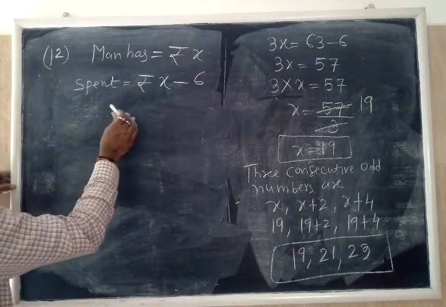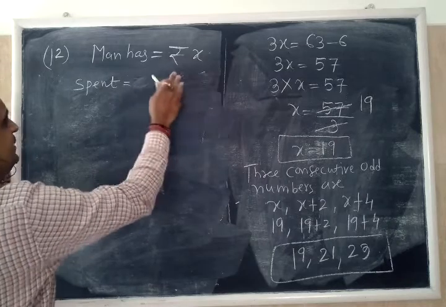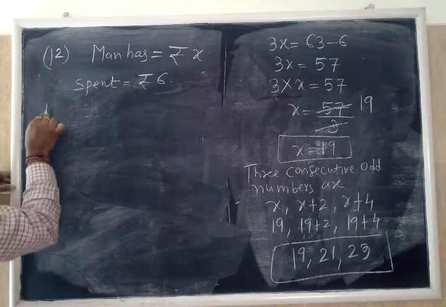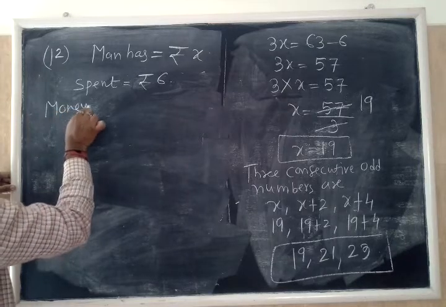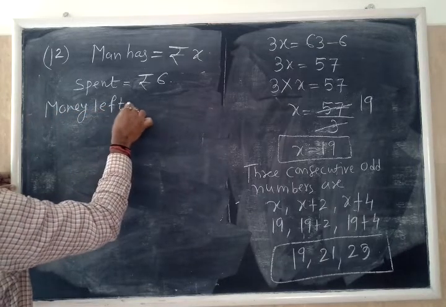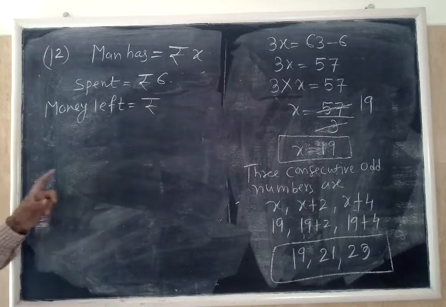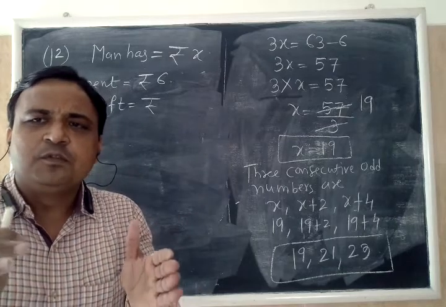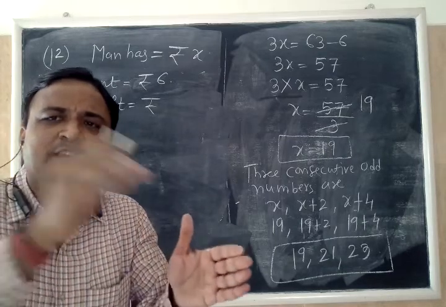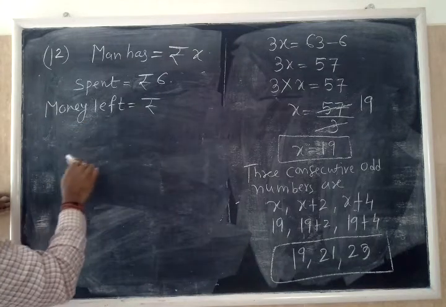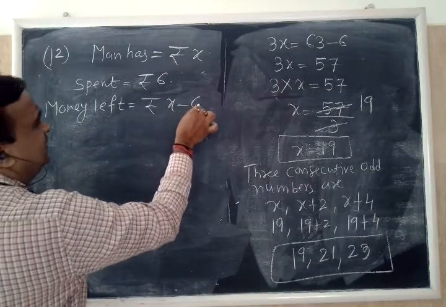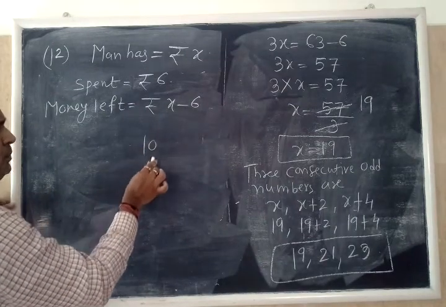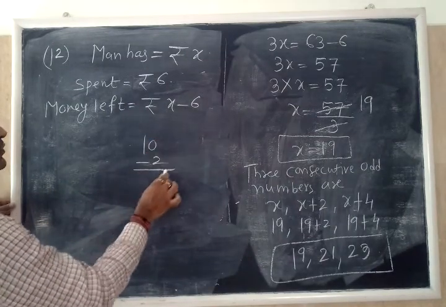how much is he spending? 6 rupees. So how much money is left? My dear, total there was X rupees. From X rupees, he spent 6 rupees. So how much money is left? X minus 6. You had 10 rupees, you spent 2 rupees. How much is left? 10 minus 2, that is 8.